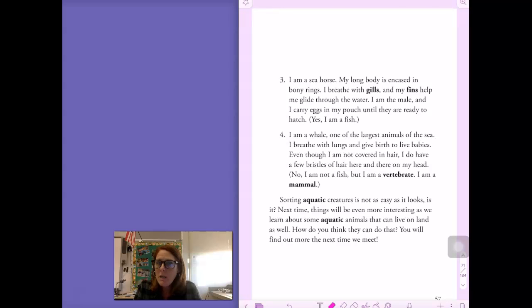I am a whale, one of the largest animals of the sea. I breathe with lungs and give birth to live babies. Even though I am not covered in hair, I do have a few bristles of hair here and there on my head. No, I am not a fish, but I am a vertebrate. I am a mammal. Sorting aquatic creatures is not as easy as it looks, is it?